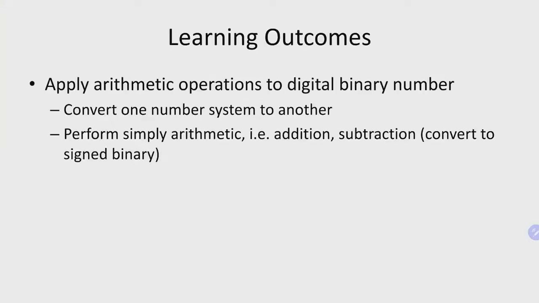So the first line there is the learning outcome from your module spec. What you expect to learn from these topics is to be able to apply arithmetic operations to digital number systems. So I break it down. What I expect you to know: you'll be able to convert one number system to another, and perform simple arithmetic such as addition and subtraction. So I put down there subtractions. You need to convert to signed binary, which I'm going to talk about later on in today's lecture.